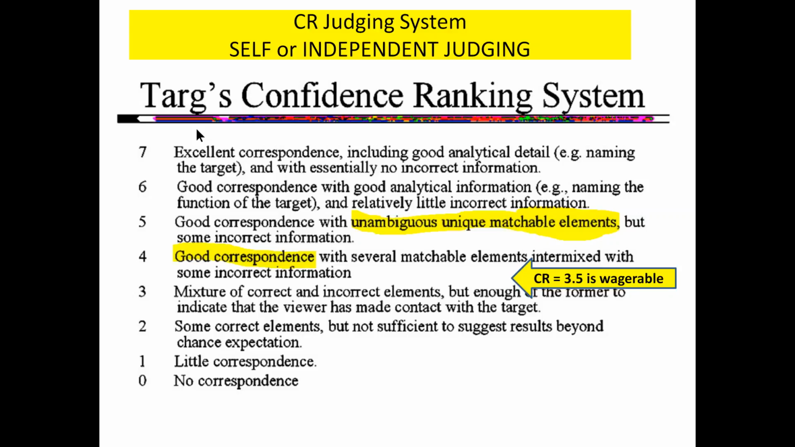Maybe if you choose to wager, you just begin to wager a few bucks. And then it gets progressively better using Targ's words. One of the critical ones has always been 5, where he adds the words unambiguous, unique, matchable elements. So this is really a good match, and we saw that in Ramel's transcript. He clearly had a number of those, and we got up to 5.5 with him, and so that's extremely good. And then 6 and 7s are going to be even better.